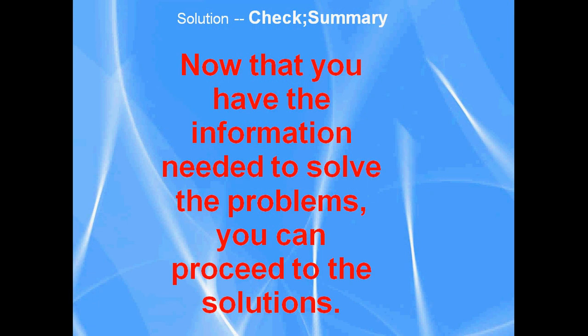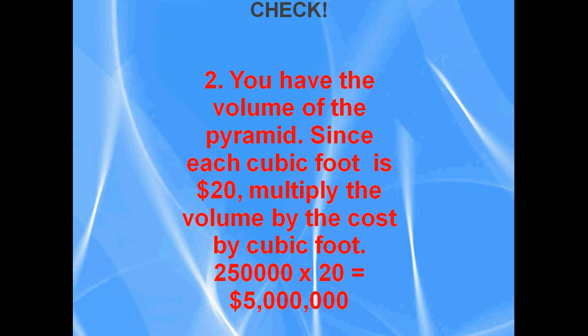Since you know the slant height, you know how long the water slide is. The water slide is 111.8 feet long. Number 2. You have the volume of the pyramid. Since each cubic foot is $20, multiply the volume by the cost per cubic foot. 250,000 times 20 equals $5 million.